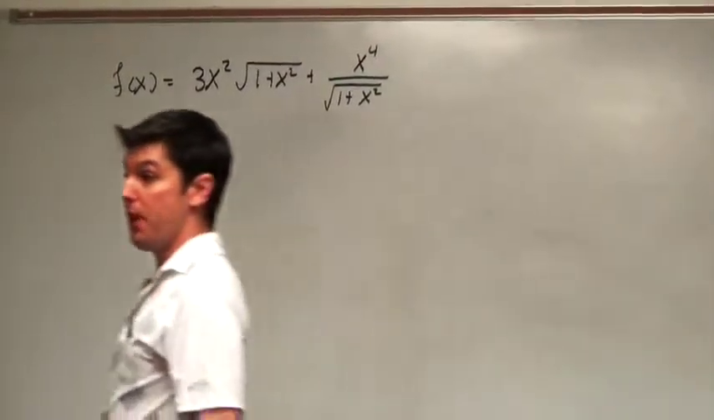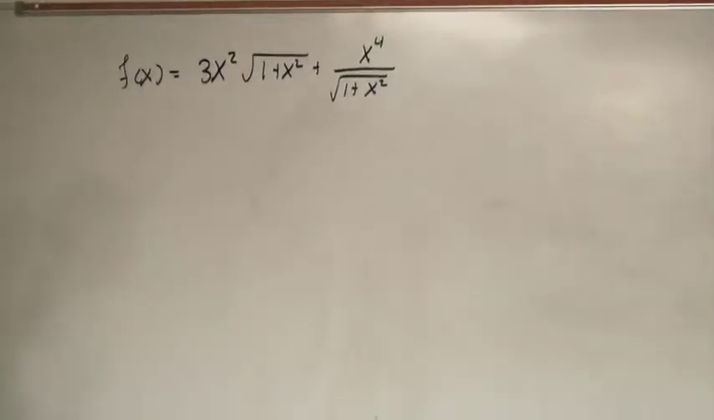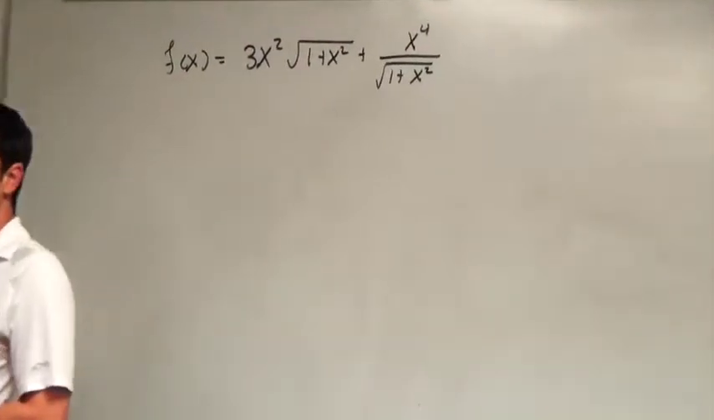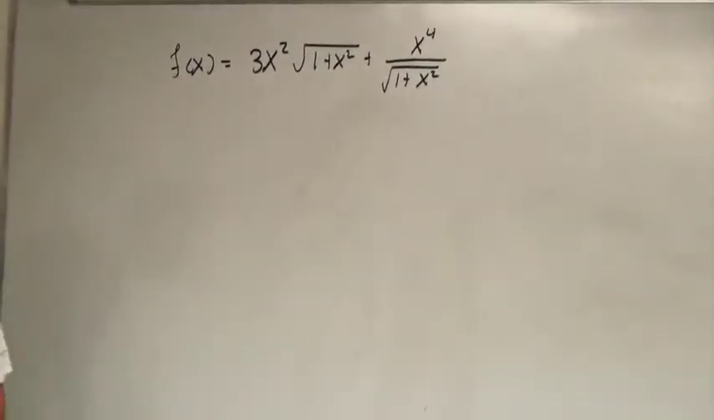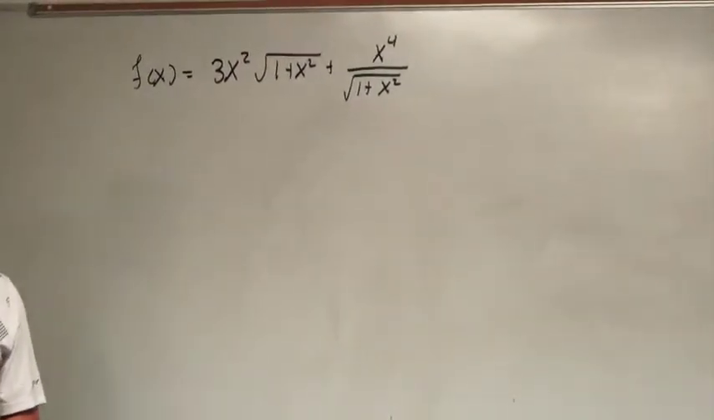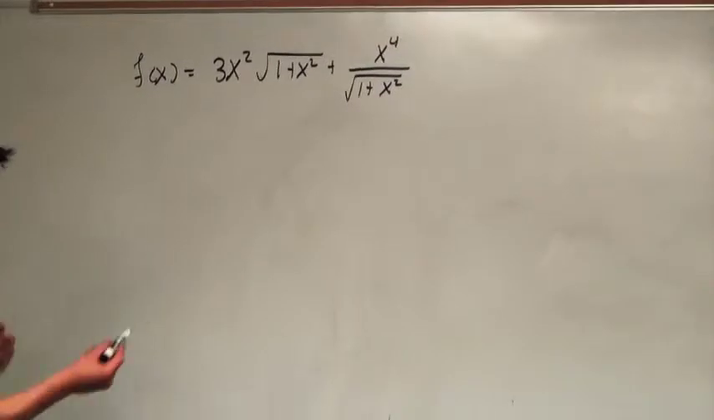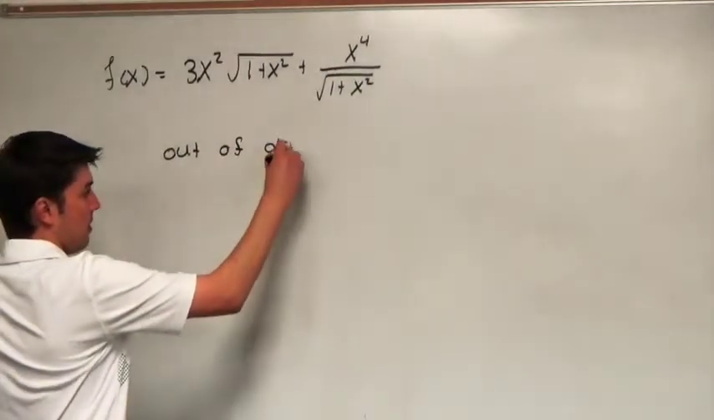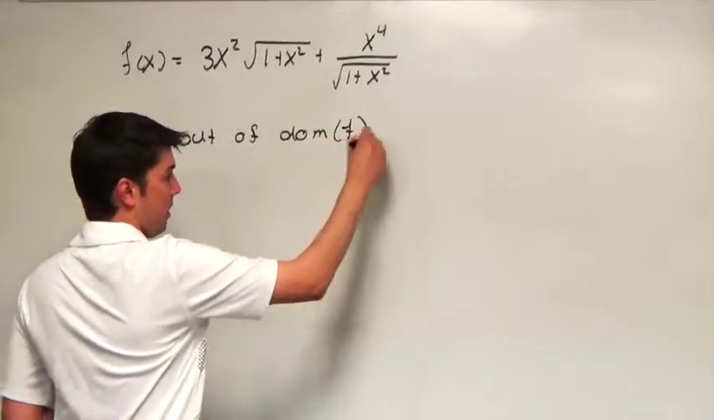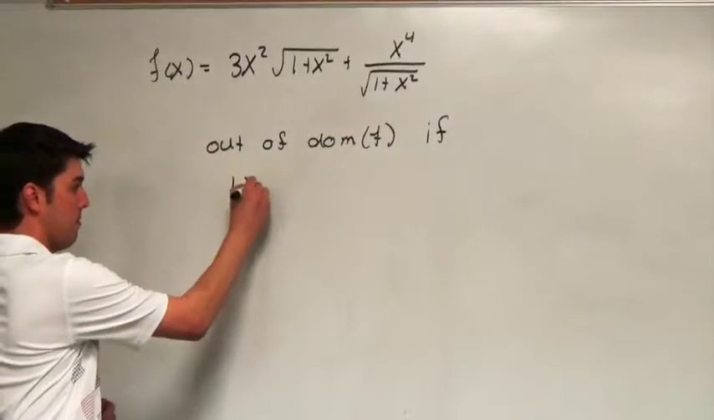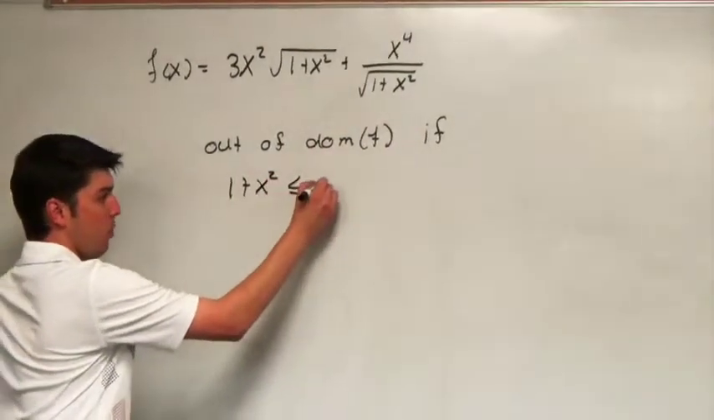Okay, so again, think about the domain first. And I see two rules of math that will apply. One, there is a denominator, so it cannot be negative. And two, there is a square root, so its contents cannot be negative. So we would be out of the domain if the contents of the square root is less than or equal to 0.